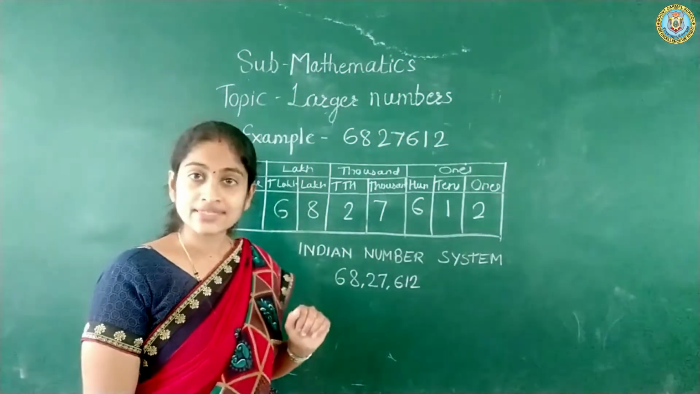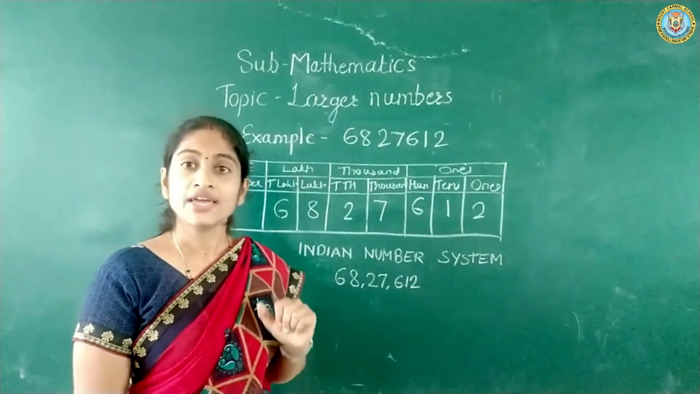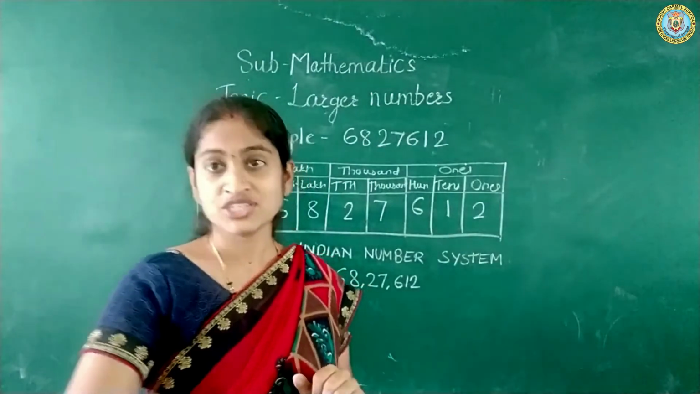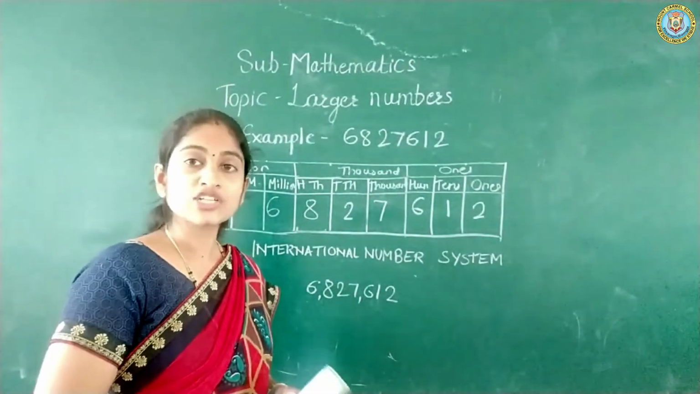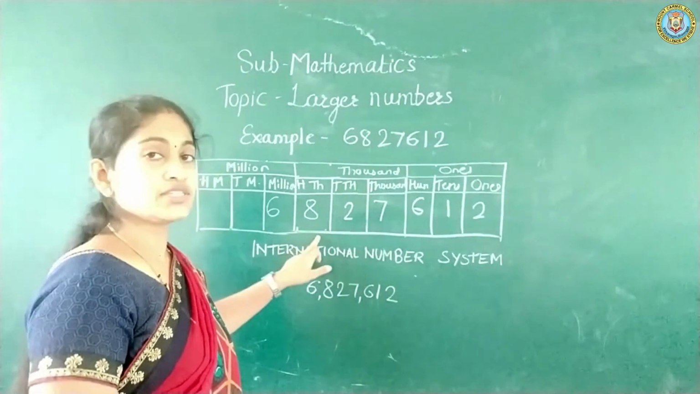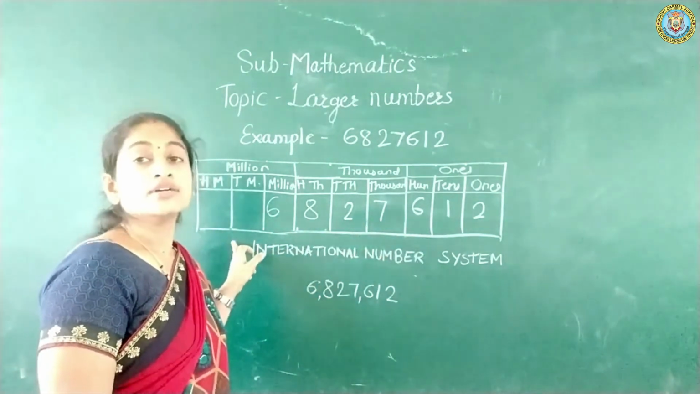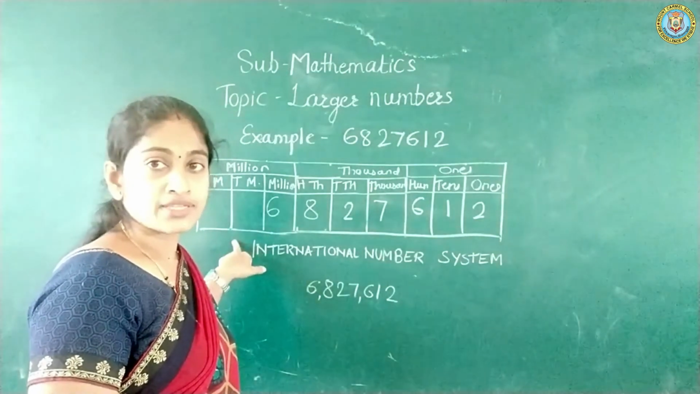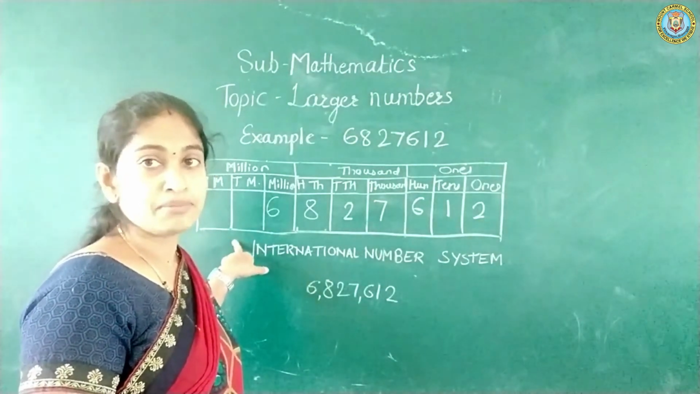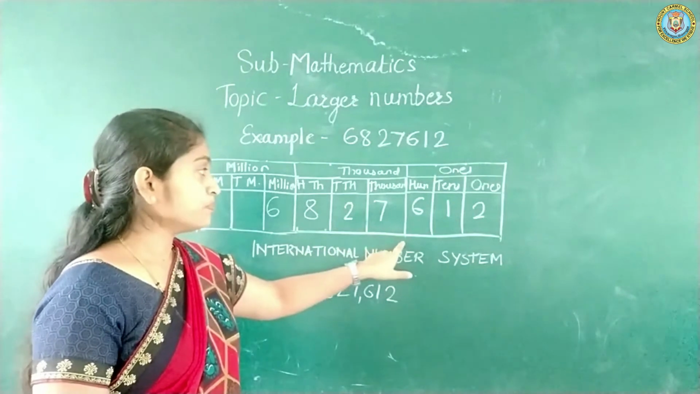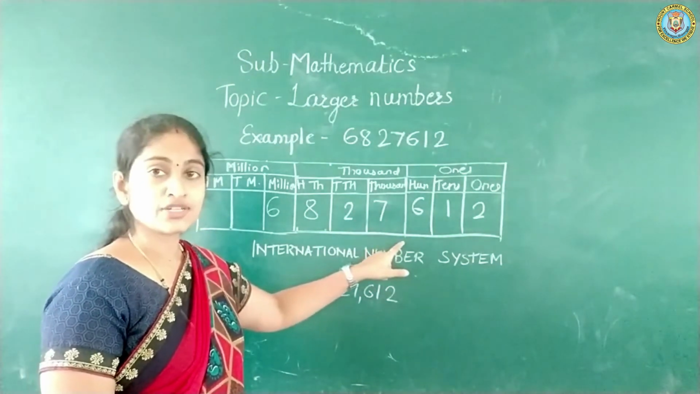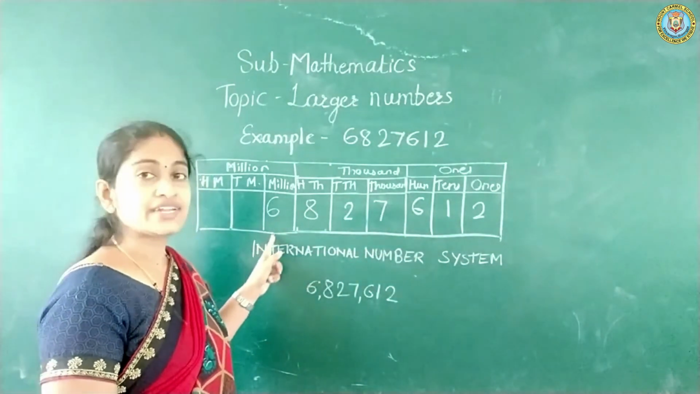Now let us see the same number in international number system. So my dear students, according to international value system, how we can put in this table: ones place, thousands place and million. A new column is added, that is million. See, I have put all these numbers into the table. See how we can read this now.